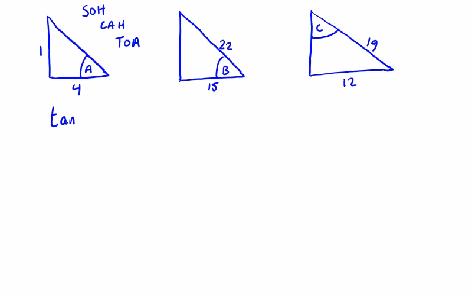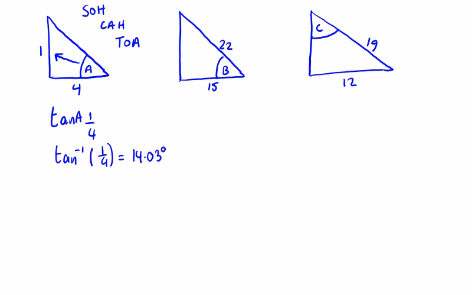Tan is equal to O over A. And you can see here, O is 1. So 1 over 4, tan of A is 1 over 4. So the inverse tan of 1 over 4 is equal to 14.03 degrees.